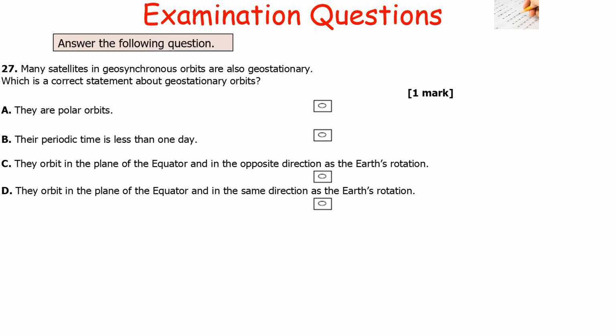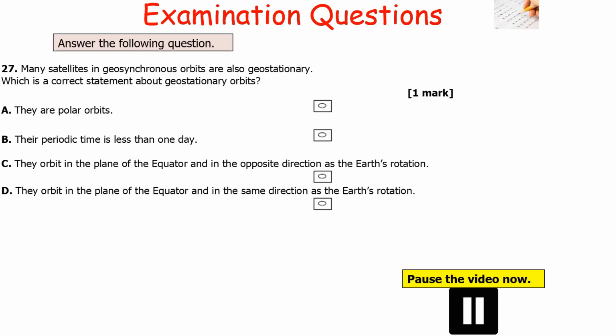The next question says, many satellites in a geosynchronous orbit are also geostationary. Which is a correct statement about geostationary orbits? So pause the video now, then unpause the video when you want to go through your answer.